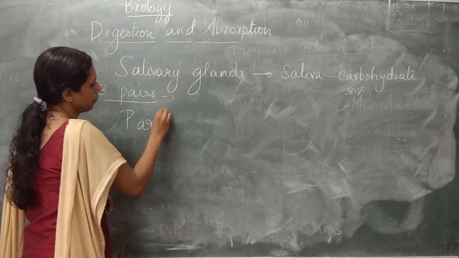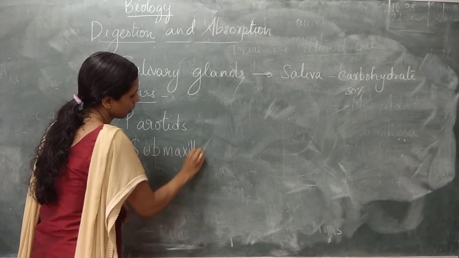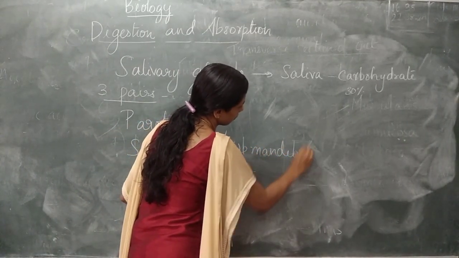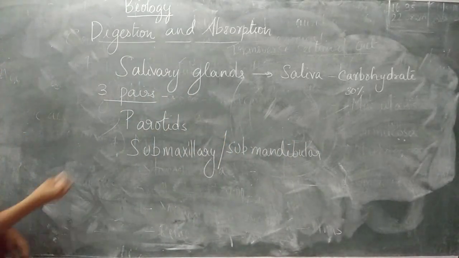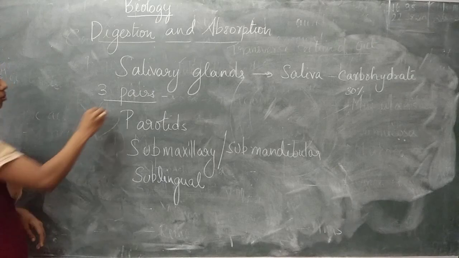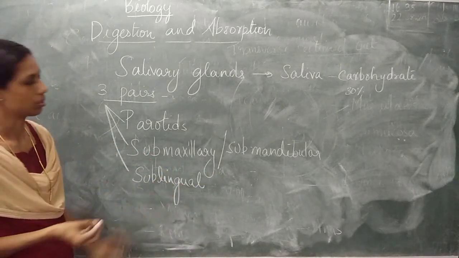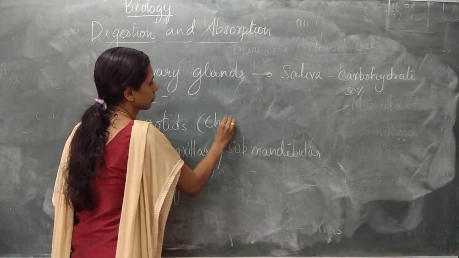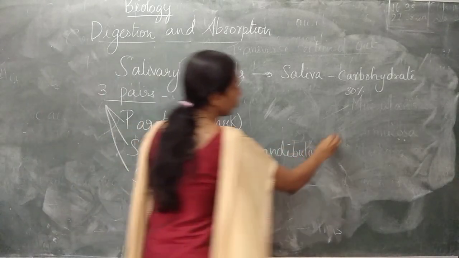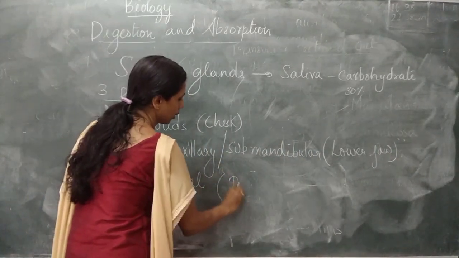One is called parotids. Another is called submaxillary or submandibular. And the third pair is called sublingual. Okay, so three pairs of salivary glands are there: parotids, submaxillary or submandibular, and the sublinguals. Parotids are present in the cheek. The pair is present there, and submaxillary or submandibular, they are present under the lower jaw. And sublingual under the tongue.